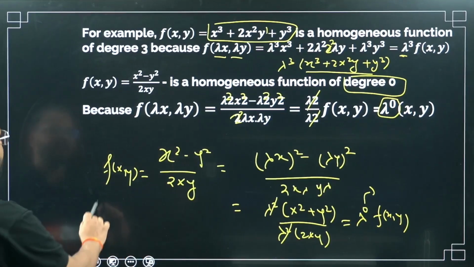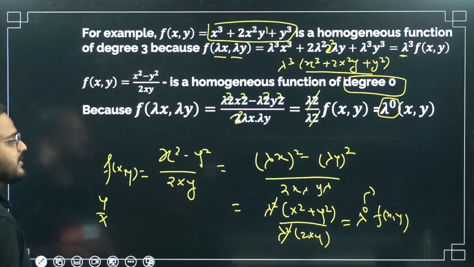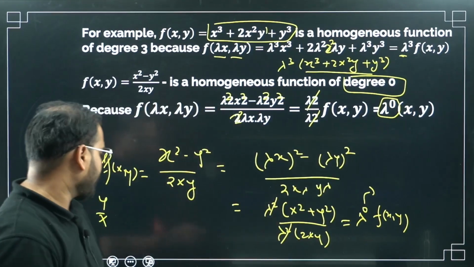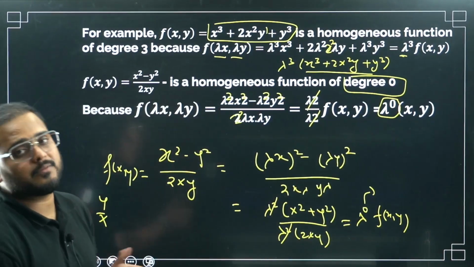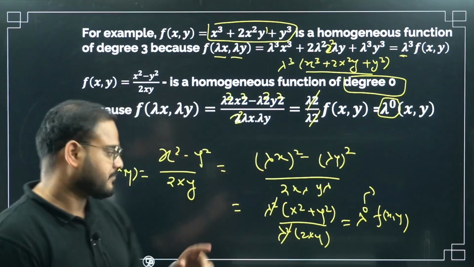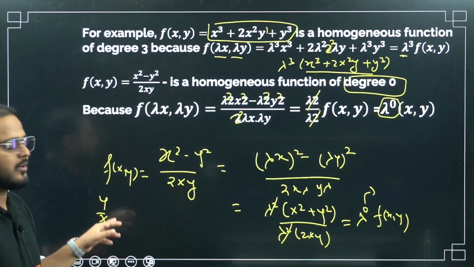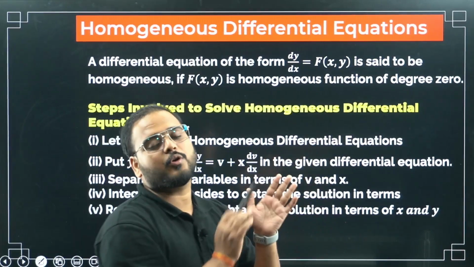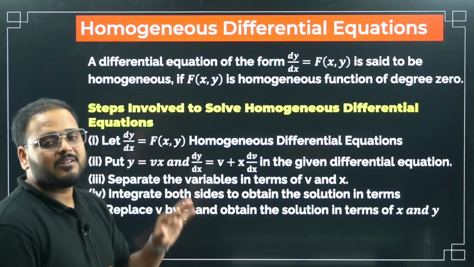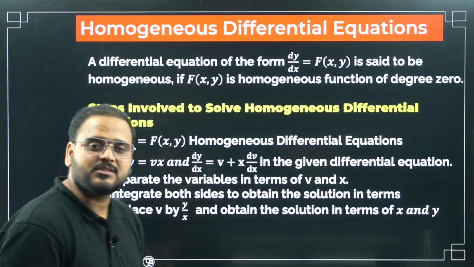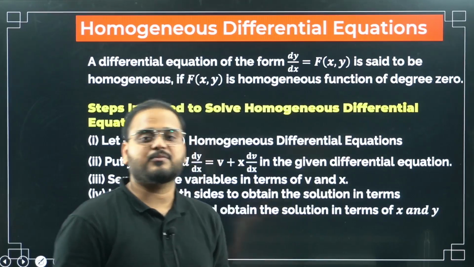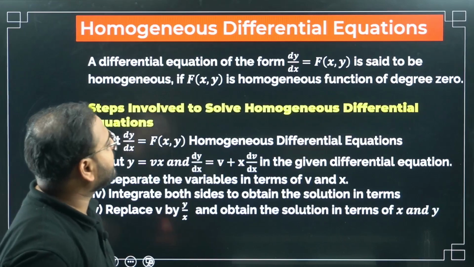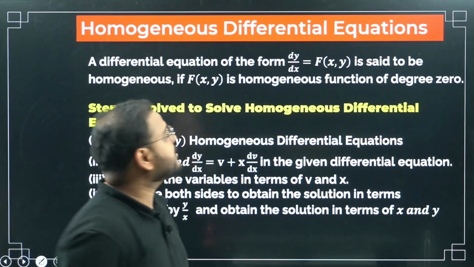For example, I write it like this: y by x. What's the degree? y is 1, x is also 1. It's not a polynomial, and I'm not saying it's a polynomial, don't get into that. Over here the net degree of the variable is 0, because y to power 1 and x to power 1, so the effect will be cancelled. So the differential equation of the form dy by dx is a homogeneous differential equation.